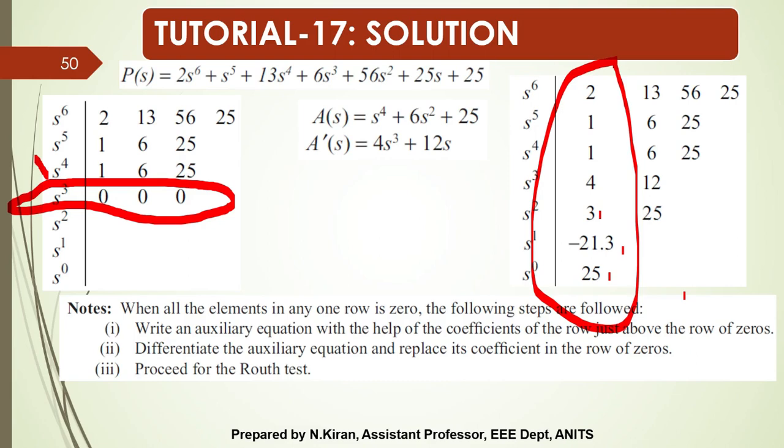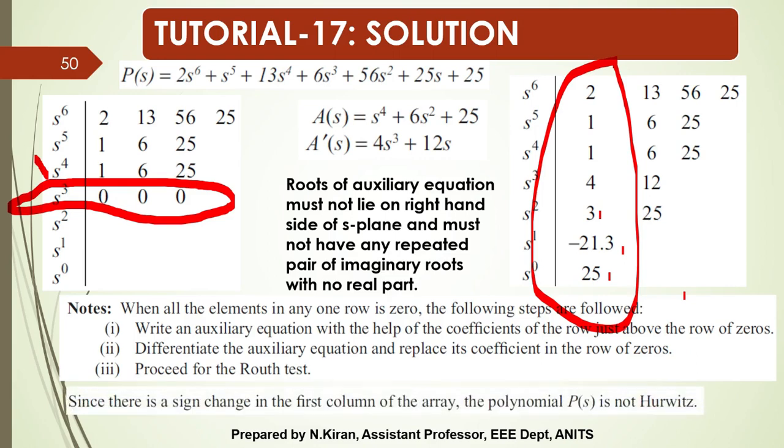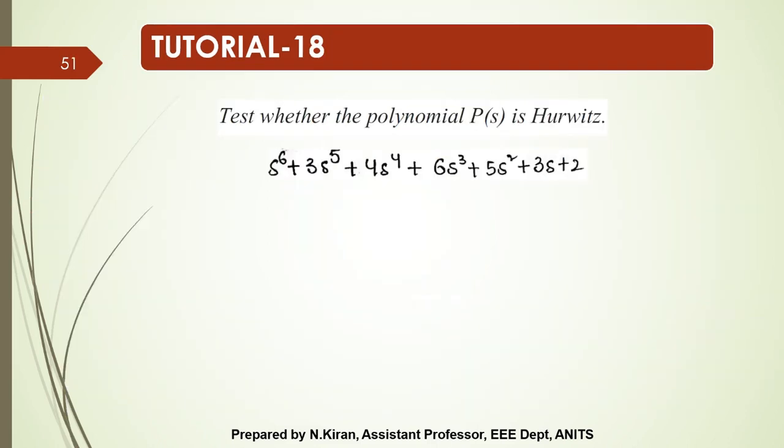But if your Routh table has no sign changes, then we should check for the roots of the auxiliary equation. It is not necessary to check the roots of the auxiliary equation in this case, because obviously there are sign changes in the Routh table. Hence the given polynomial is not Hurwitz.